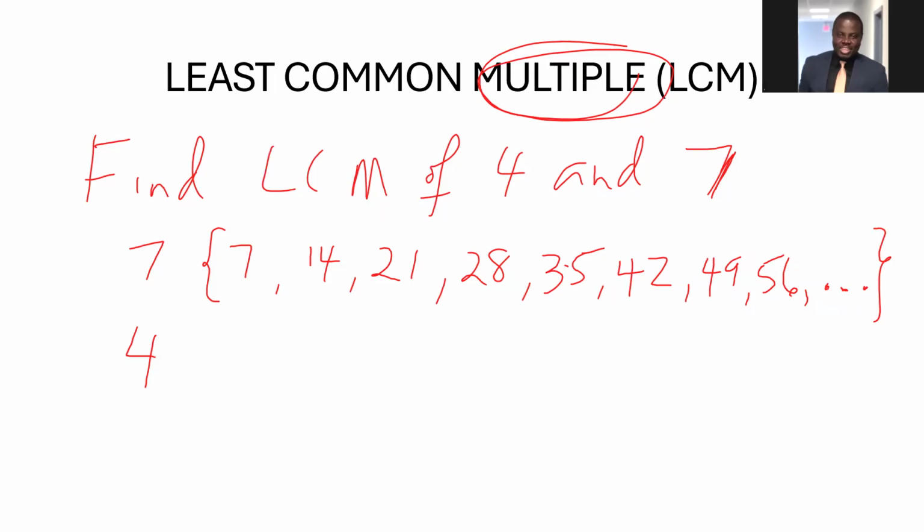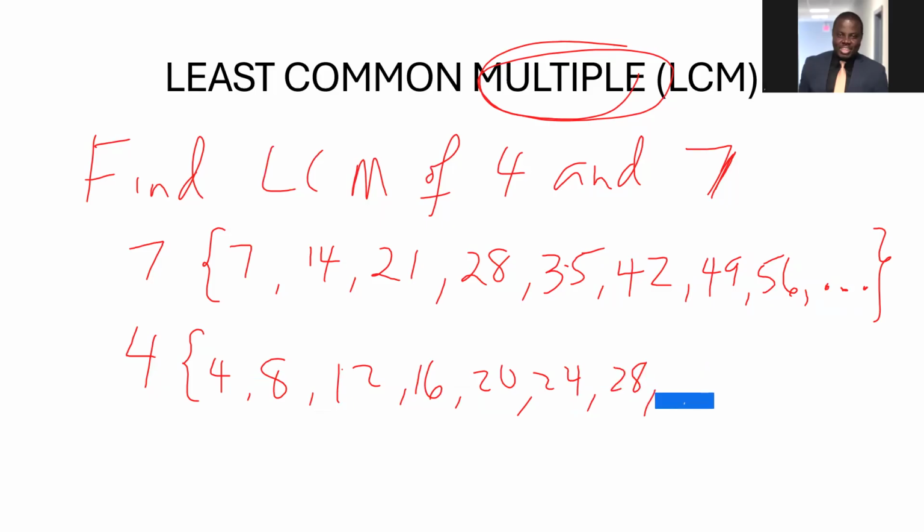So here you would have to remember or know your multiplication table. Now, what about the multiples of 4? You've got 4 times 1 is 4, 4 times 2 is 8, 12, 16, 20, 24, 28, 32, 36, 40, and then it keeps going like that. So I've got multiples of 7, I've got multiples of 4.